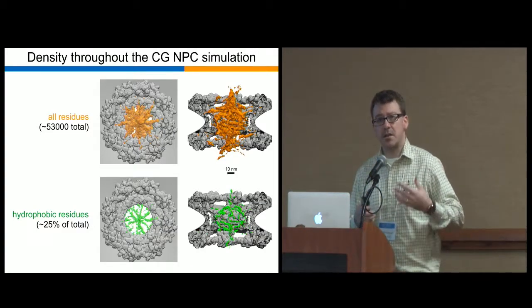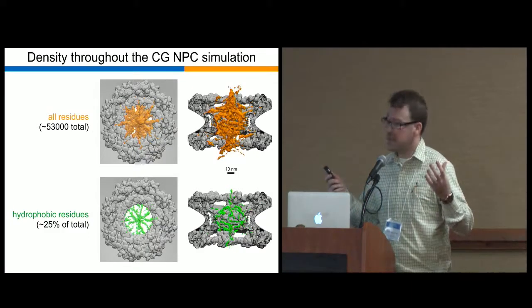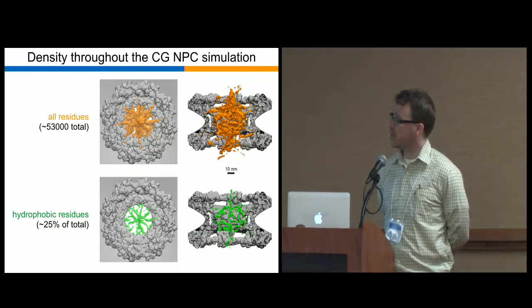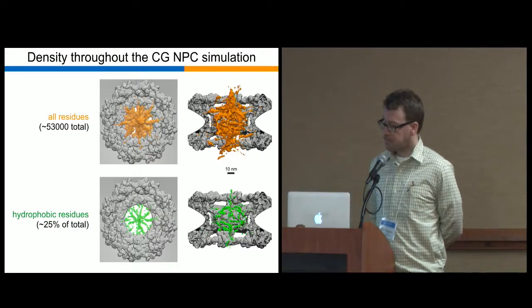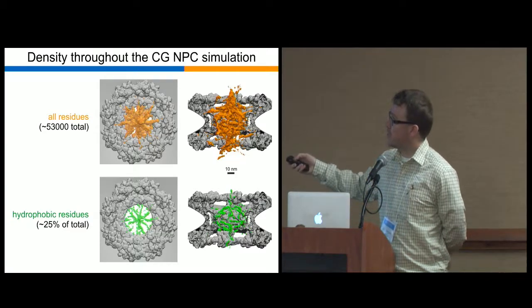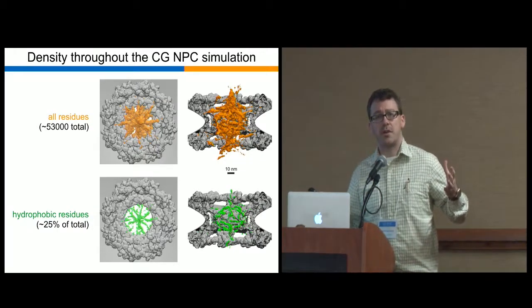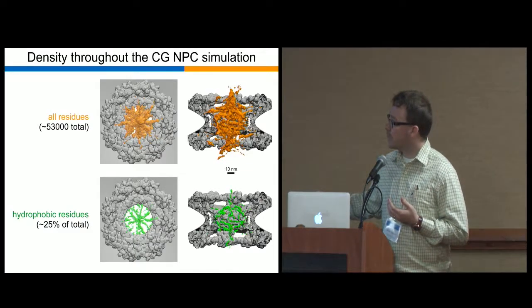One of the ways we analyze this simulation is to map the density of all these proteins throughout the entire coarse grain simulation. There's a total of about 50,000 residues. We see it covers most of the space, although there are some parts that are not completely covered. About 25% of all the residues are hydrophobic, and you see it forms the backbone of some kind of network.